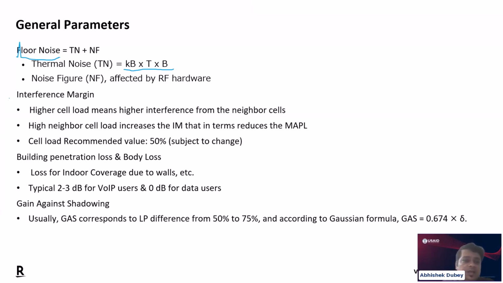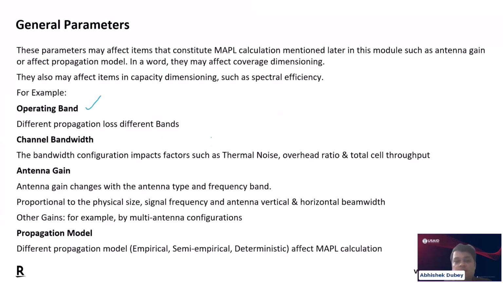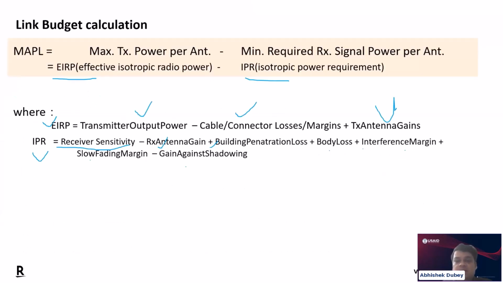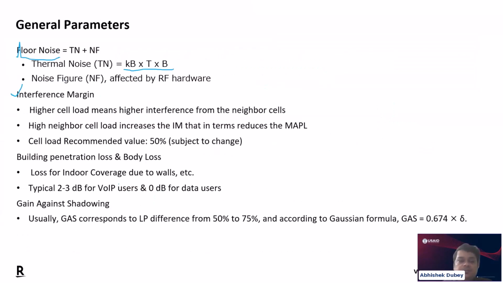It can be changed. Interference margin is also a factor which impacts the MAPL calculation, because higher cell load means higher interference from the neighbor cells, and higher neighbor cell load increases the IM, which in turn reduces the MAPL. So MAPL value will be reduced because of the IM you are going to add in the IPR. All right, you remember here, the interference margin you are going to add to calculate the IPR. If this value is greater, then your final MAPL is going to reduce, right? So that is why the IM is going to reduce the MAPL.